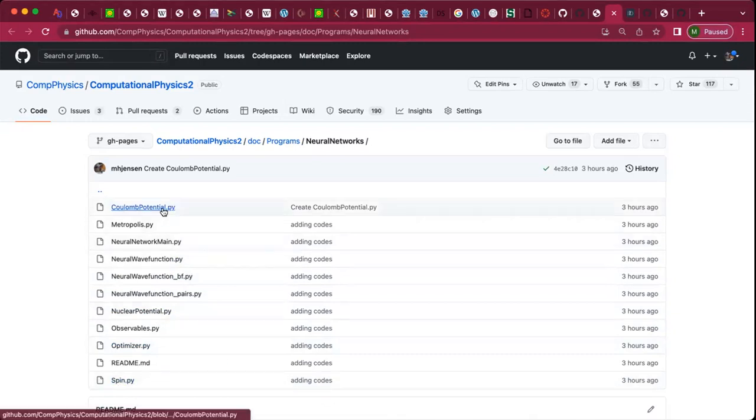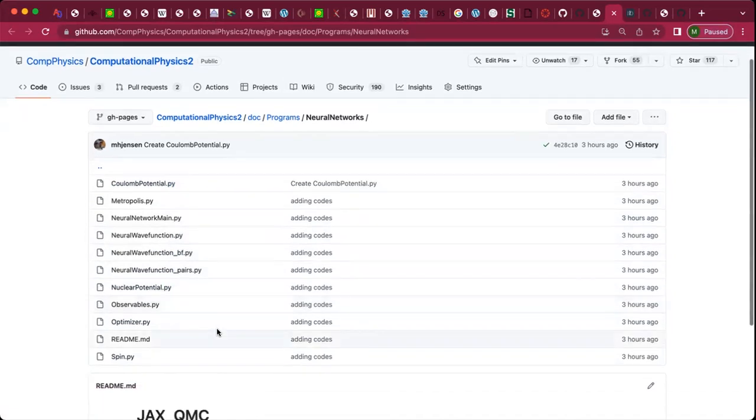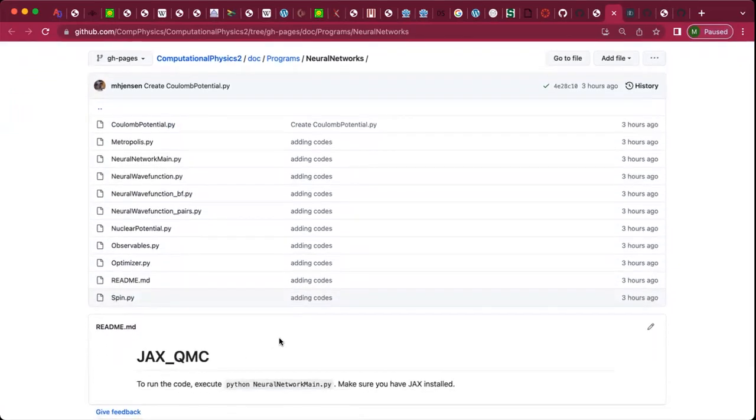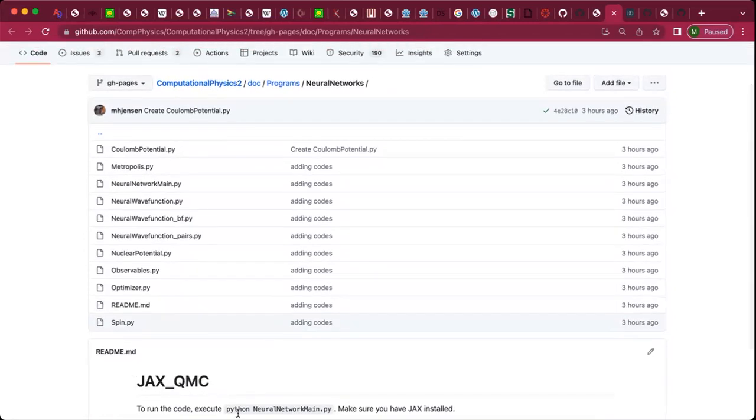So when you deal with the Coulomb interaction, you have no spin dependence, so you don't need this spin part. It implements JAX instead of autograd for automatic differentiation, and this can sometimes be a hassle to set up. But if you have JAX installed properly, then you will simply run this with Python neural network main.py.